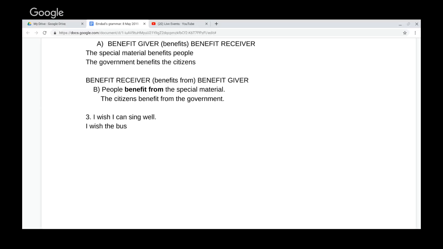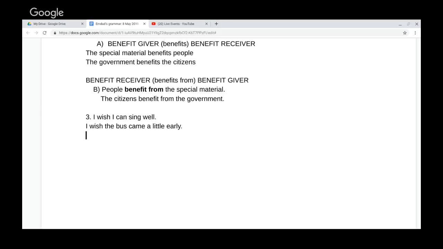I wish the bus come or came? It will be simple past. I wish the bus came a little earlier, or a little early, something like this, because earlier requires than. So, I wish the bus came a little early. Is it clear? So something like this.